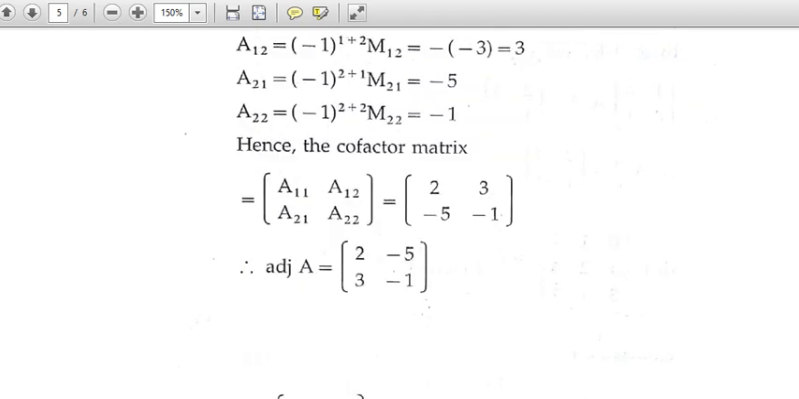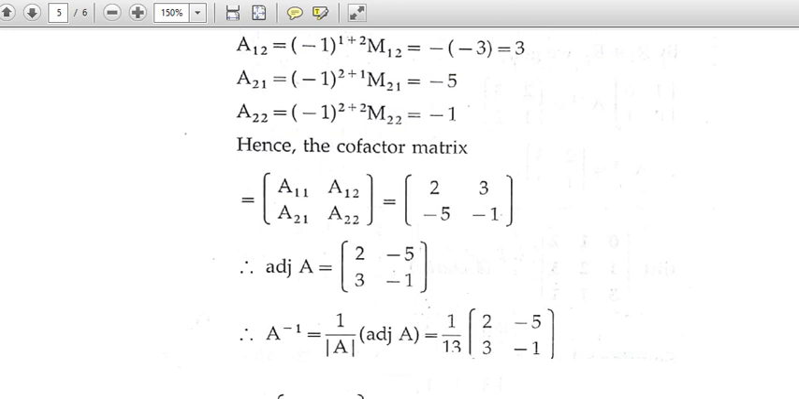Now the last step is finding A inverse, and we know that A inverse is equal to 1 upon determinant of A into adjoint of A, and the determinant value we already had. So we substitute all the values in their correct places. So it is equal to 1 upon 13 into the adjoint matrix 2, minus 5, 3, minus 1, which is our required inverse matrix. So here you understand how to find the inverse of a given matrix A by using the adjoint method.